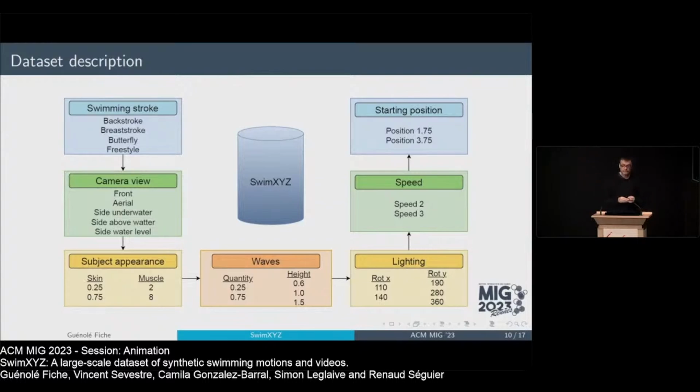So these are the parameters which are varying in the dataset. So we have the 4 main swimming strokes. We have a wide range of camera views. Subject appearance can vary in the skin color and the amount of muscles. You can vary the quantity and the height of waves. The direction of the lighting is also changing because depending on the hour of the day, we want to be able to do pose estimation anyway, and also the speed of swimming and the starting position.